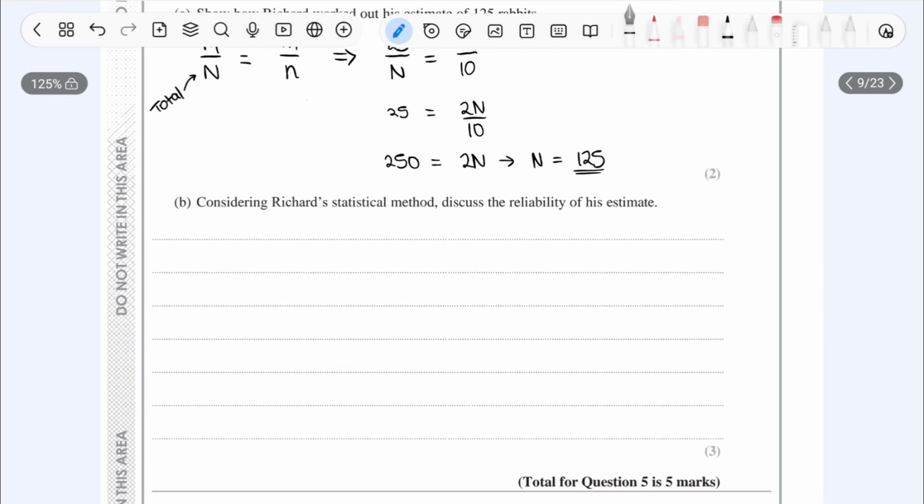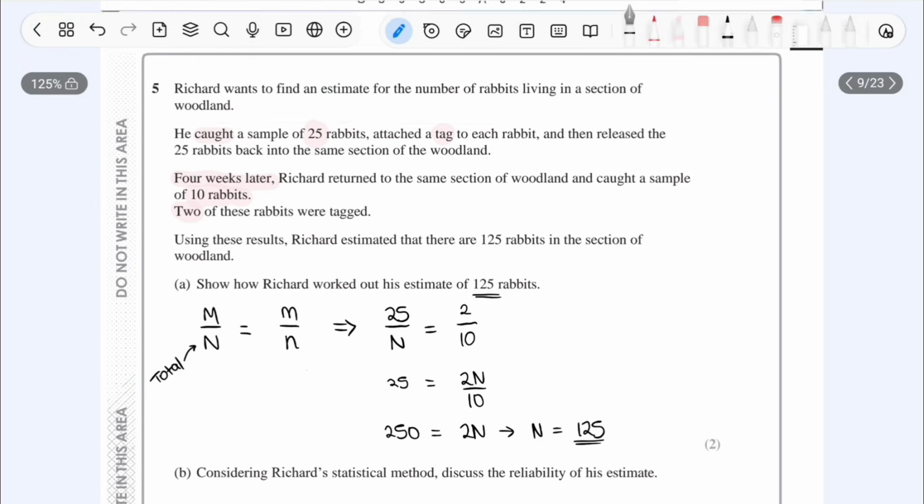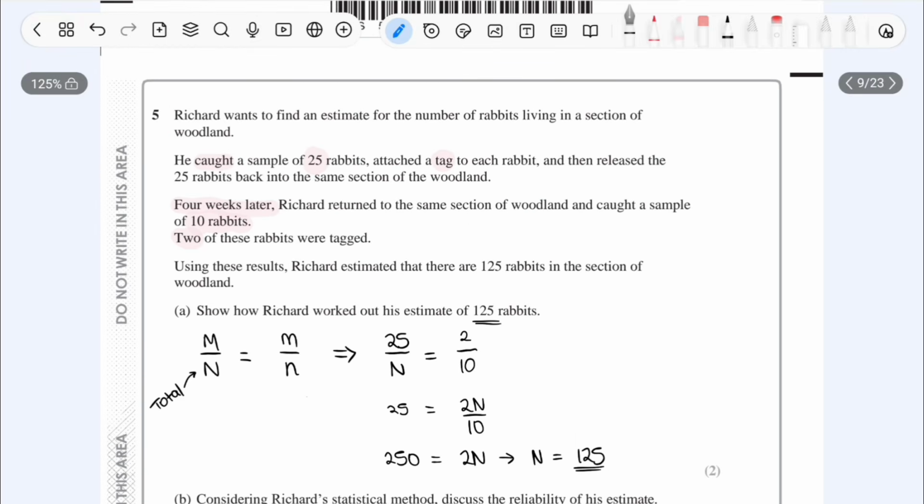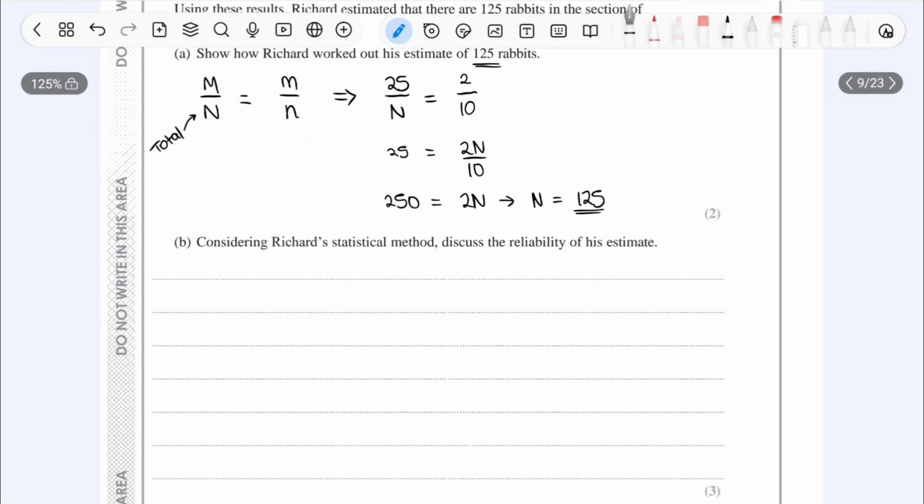By considering Richard's statistical method, discuss the reliability of his estimate. Well, let's take a look at what he's actually done. He's caught a sample of 25 rabbits with no mention of how he's done it, and 4 weeks later he returns. Now that's a key part there. And the tags, he uses tags, and this is a big one, and I highlight it in a video. This is just such a common pitfall of this method. The tags could fall off, and I'm going to use that.